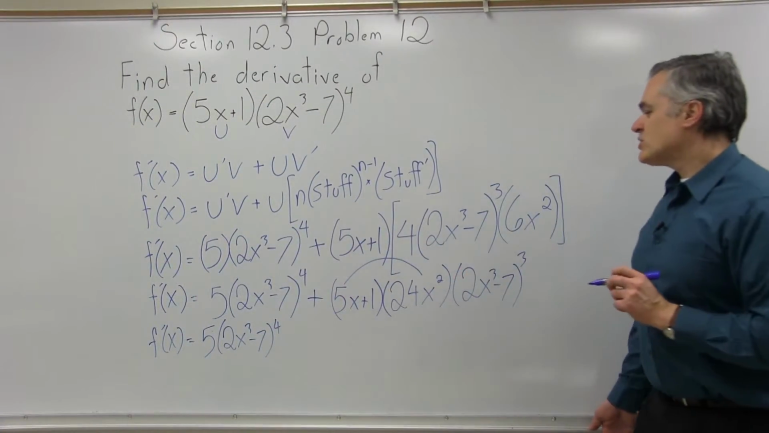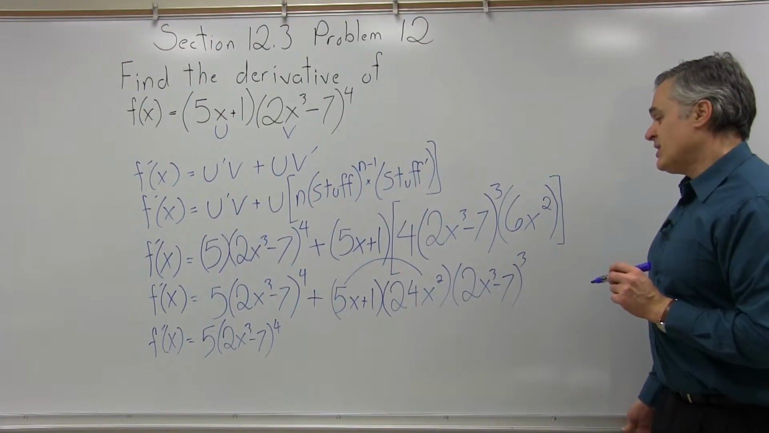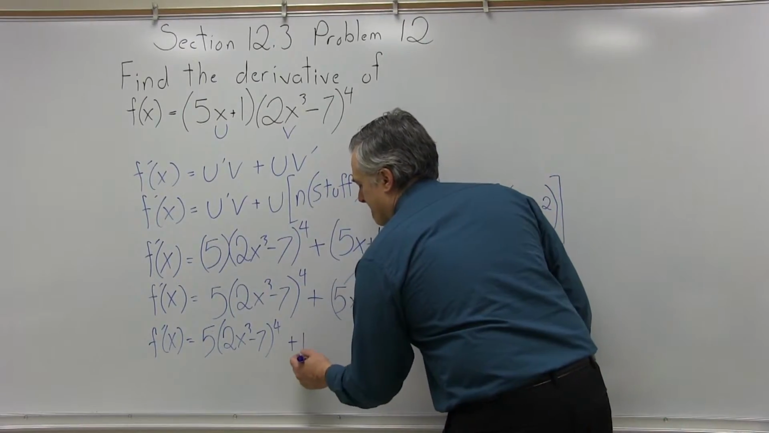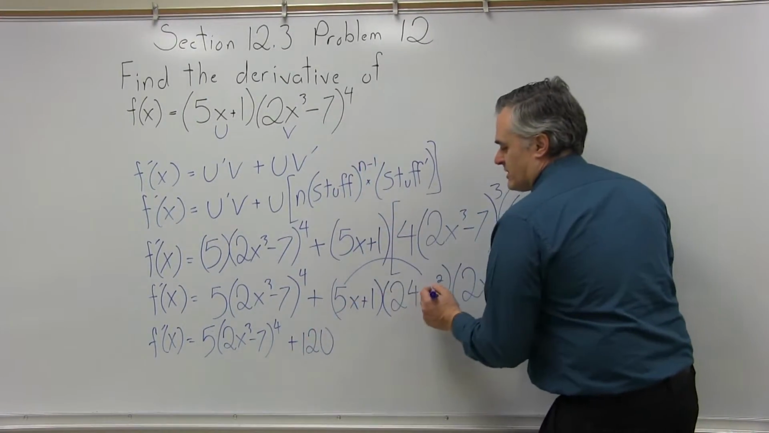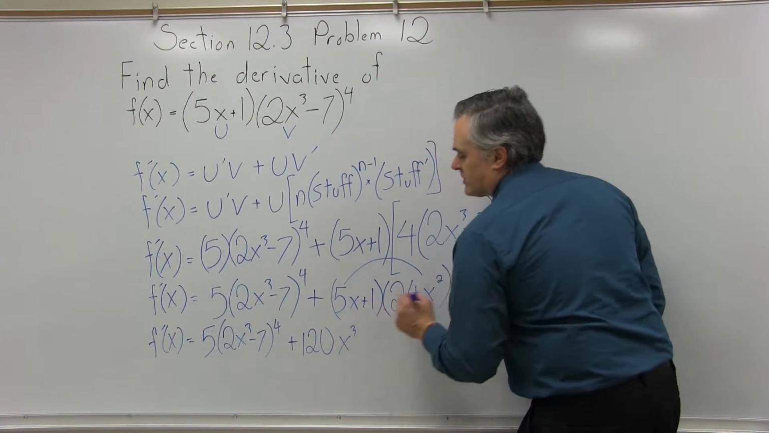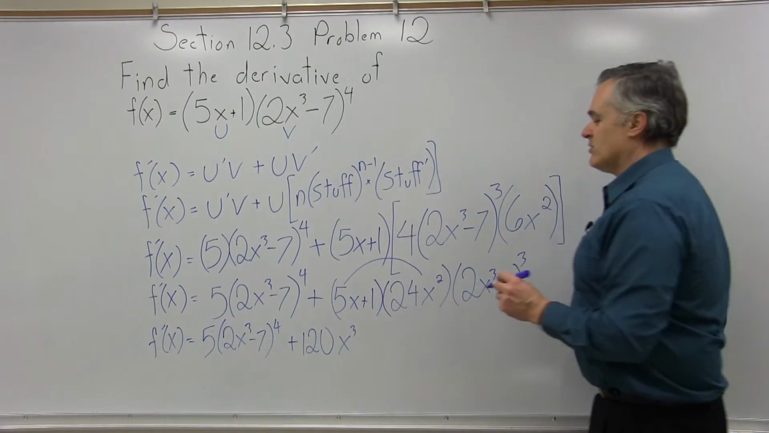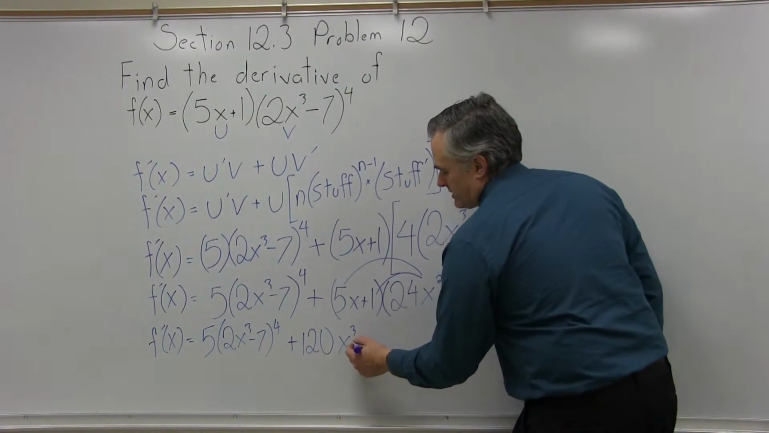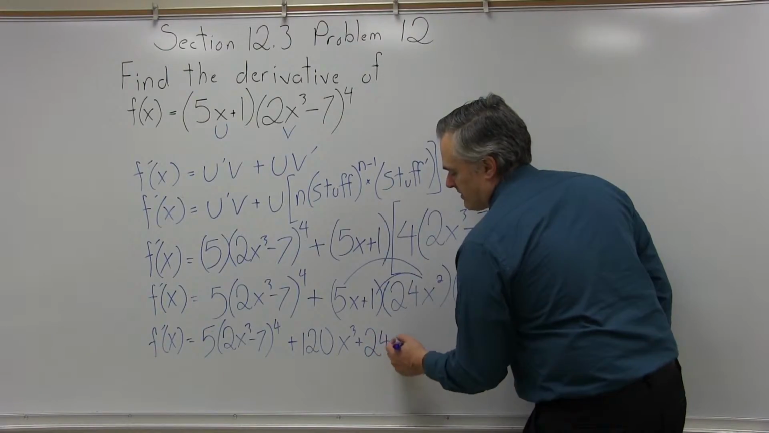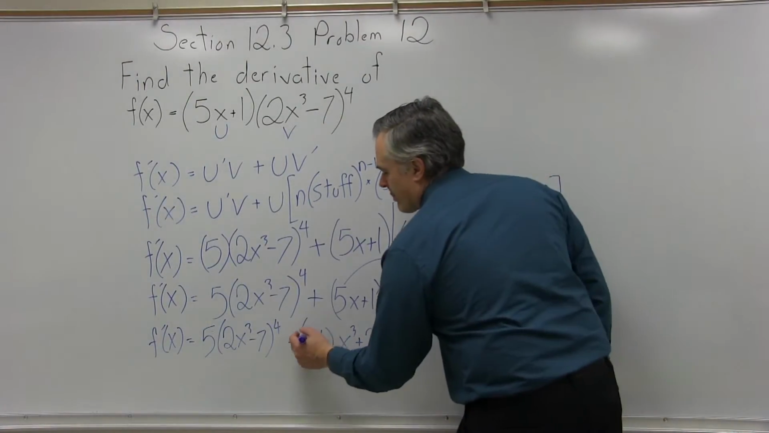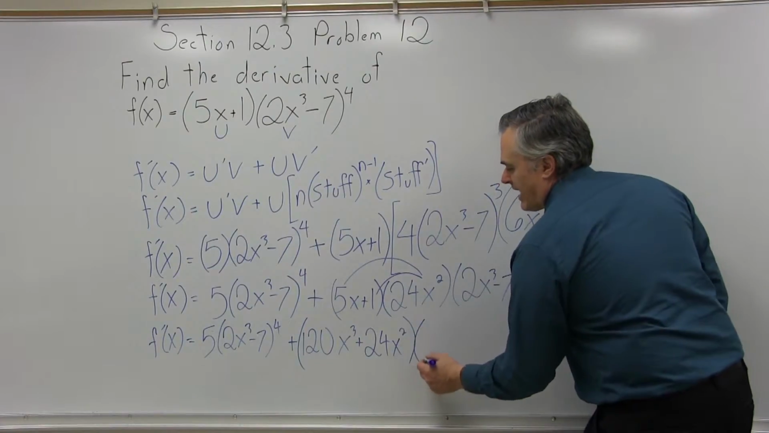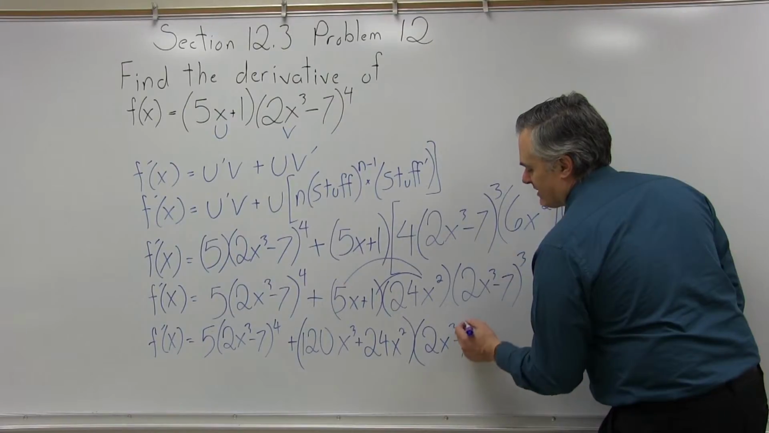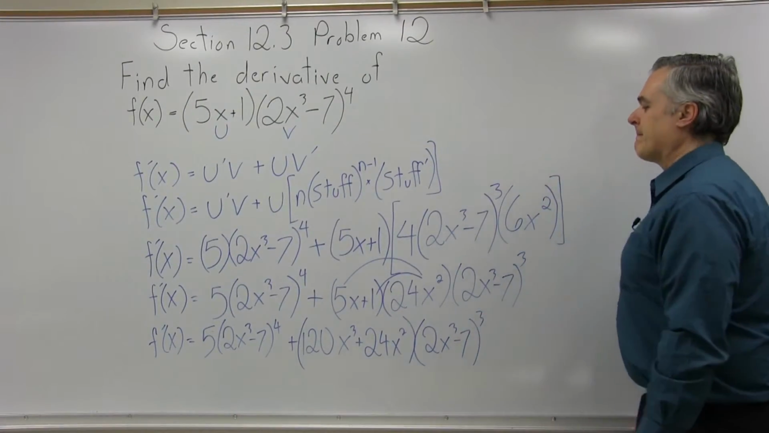So 24x squared times 5x. 24 times 5 is going to be 120. And then x to the first times x to the second will be x to the third. So I'm going to have 120x to the third, a result of 24x squared times 5x. And then 24x squared times 1 is 24x squared. That one's a little bit easier. And that's multiplied times 2x cubed minus 7 in parentheses to the third power.